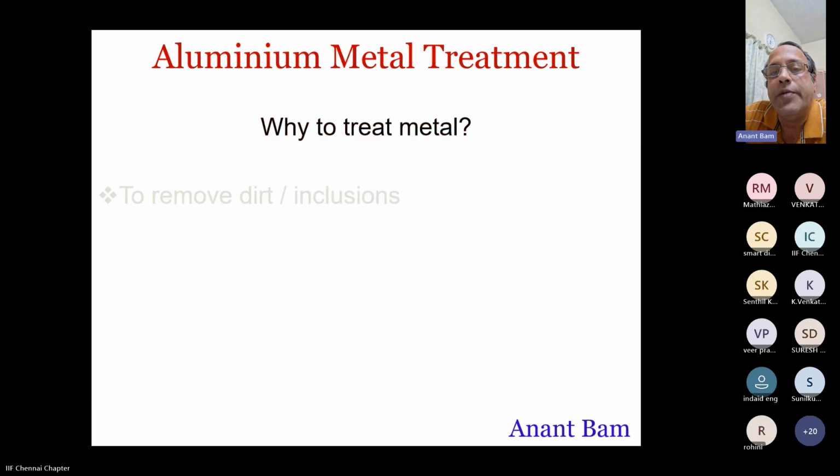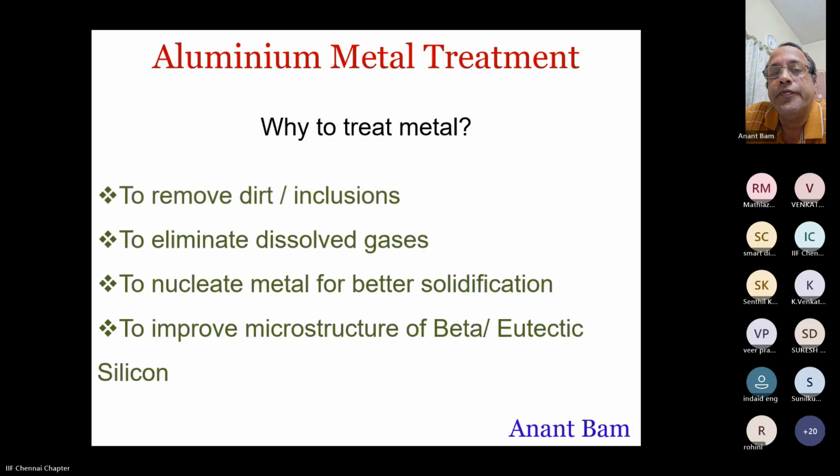Now, why treat metal? To remove dirt or inclusions, to eliminate dissolved gases, to nucleate metal for better solidification, to improve microstructure of beta or eutectic silicon. These are the four facets of metal treatment of aluminium.